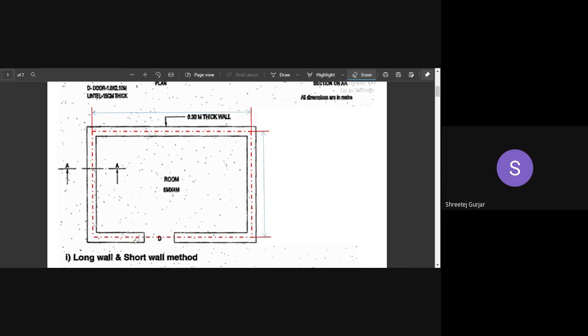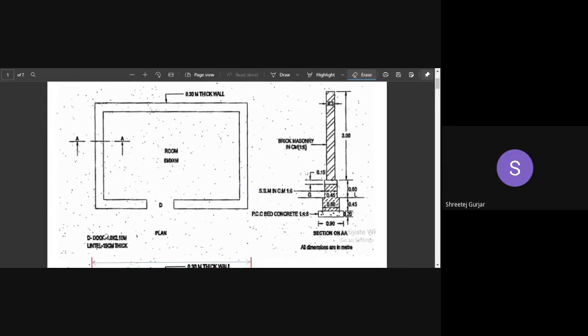Coming to the next part in your figure, we are done with the door, we are done with the lintel, we are done with this plan. One more thing they have mentioned is a 0.3 meter thick wall. Concentrate here: it is a 30 centimeter, or 300 mm, thick wall, and the thickness of the wall is constant throughout. It is not varying anywhere. Remember this: if the wall thicknesses are varying, it will be clearly mentioned in the plan.